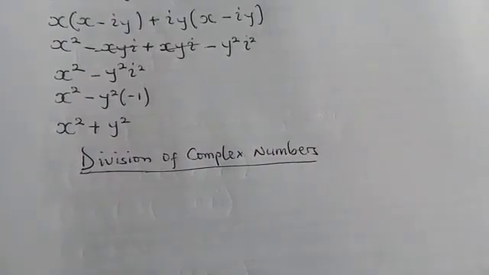Next is the division of complex numbers. It's worth noting that the division of complex numbers cannot be done directly, just like we've been doing multiplication, addition, and subtraction of complex numbers. That is because the denominator is made up of two independent terms. If you are dividing one complex number by another complex number, remember that we said a complex number has two parts, the real part and the imaginary part.